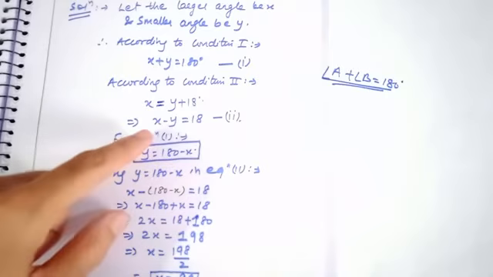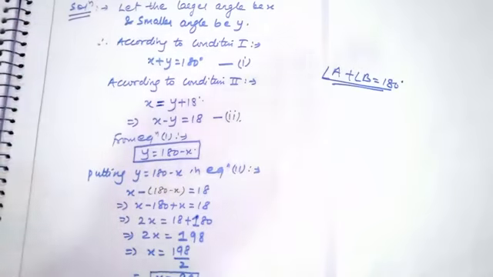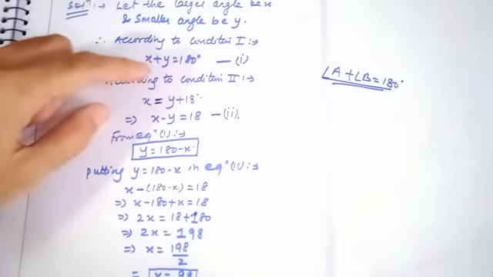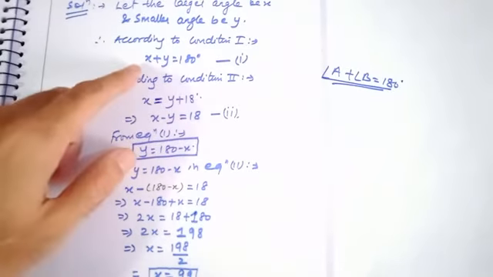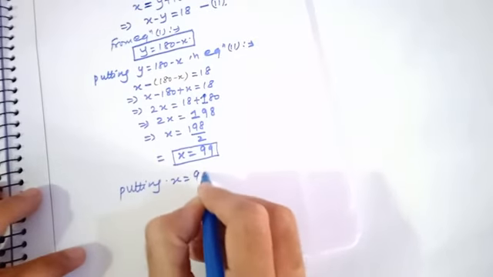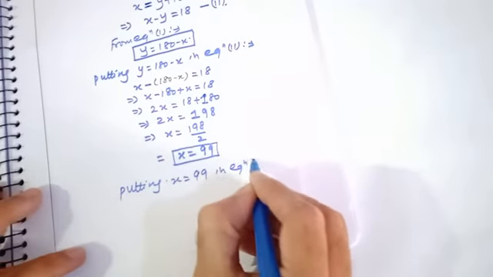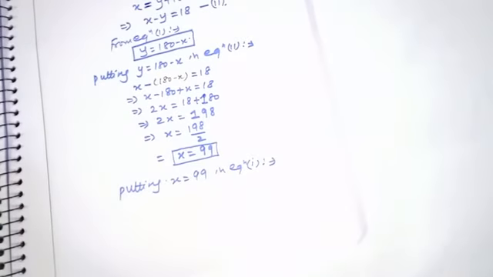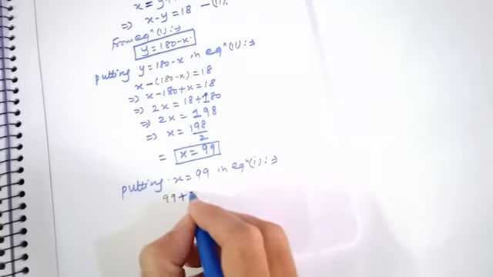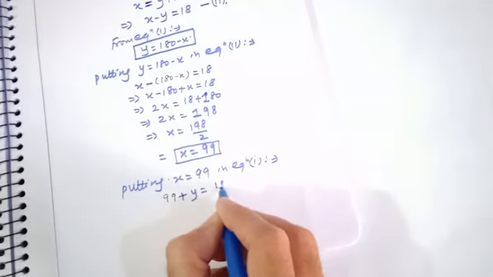So this means we have calculated the measure of the larger angle, and the larger angle is coming 99 degrees. Now in order to find the smaller angle, we will substitute the value of x in any one of equation 1 or 2. So let us substitute the value of x in our first equation. Putting x equal to 99 in equation number 1, in place of x we will put 99, plus y as it is, equal to 180 degrees.